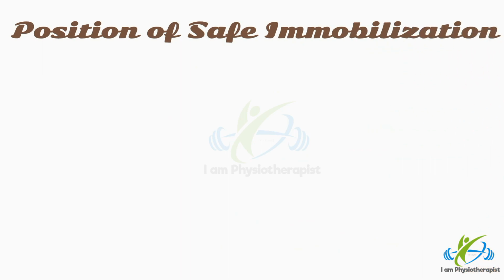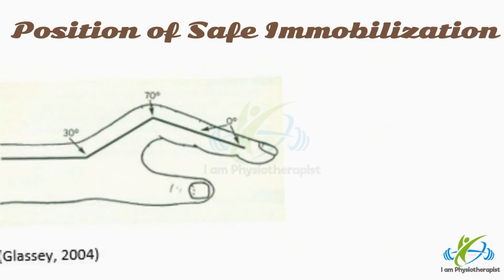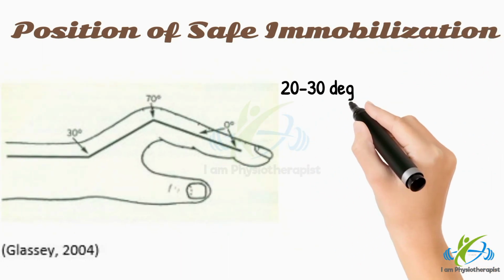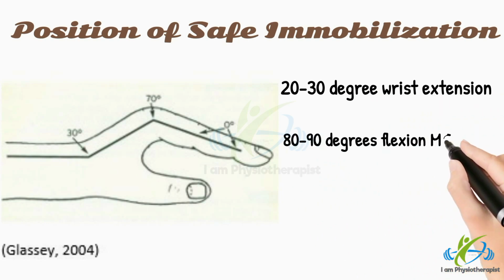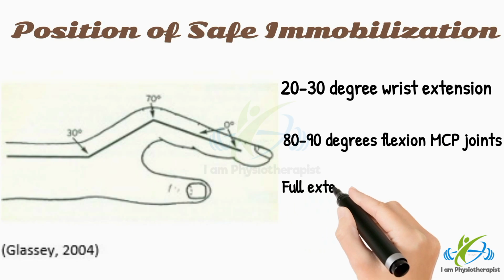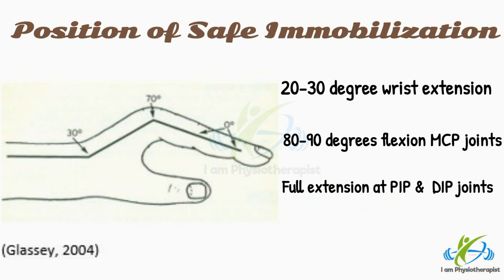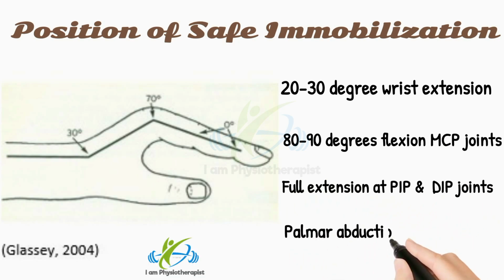Position of safe immobilization. The position of safe immobilization of the burned hand is essentially the opposite of the claw deformity position. This position involves 20 to 30 degree wrist extension, 80 to 90 degrees flexion at MCP joints, full extension at PIP and DIP joints, and palmar abduction of the thumb.